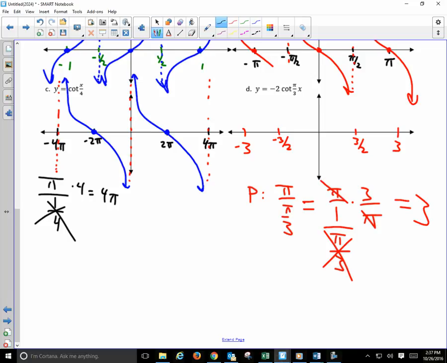Dots or asymptotes? What do I start with? Asymptotes. It's equal to 0 halfway in between. Will this graph start down and finish up, or start up and finish down? Start down and finish up because cotangent wants to start up and finish down, but due to the negative sign, it will start down and it will finish up. Very good.